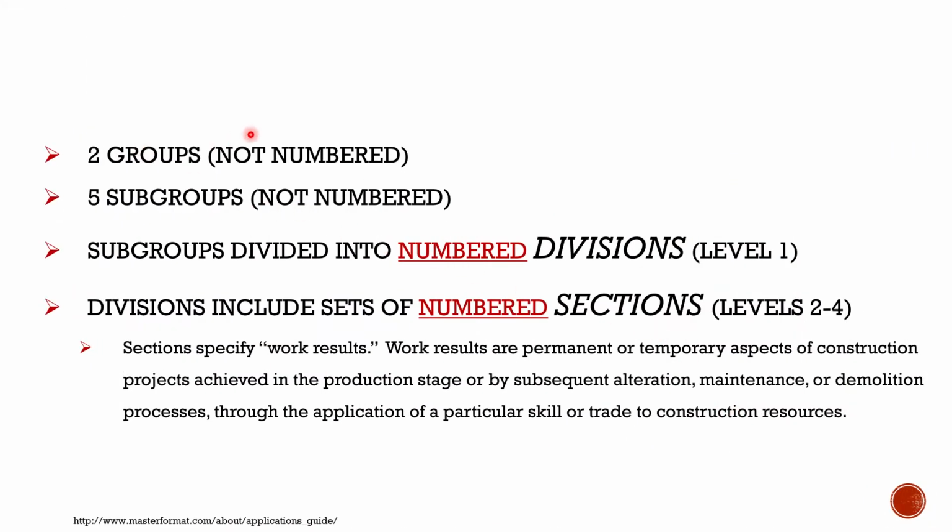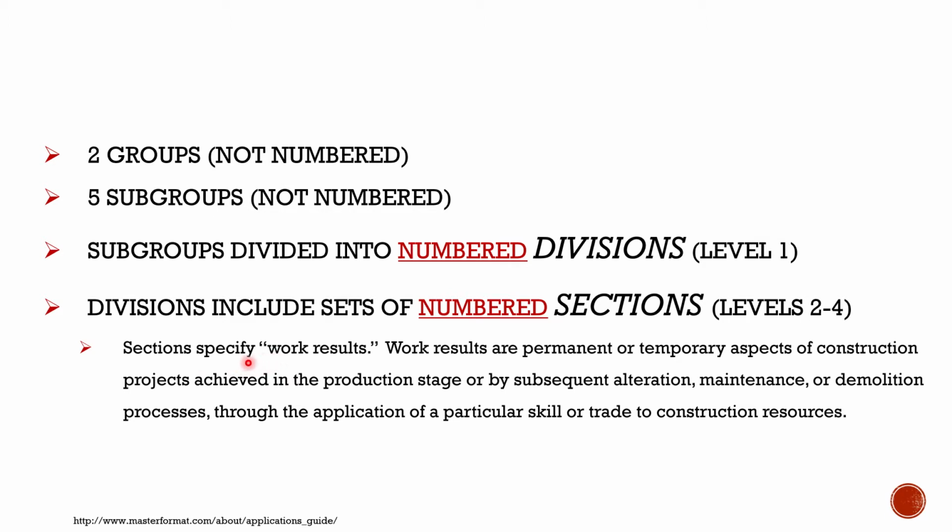The 2 groups are not numbered. The 5 subgroups are not numbered. Subgroups are divided into numbered divisions, which they call level 1. Divisions include sets of numbered sections, which are levels 2 through 4. So it goes from group to subgroup to divisions, and then sections are under divisions.